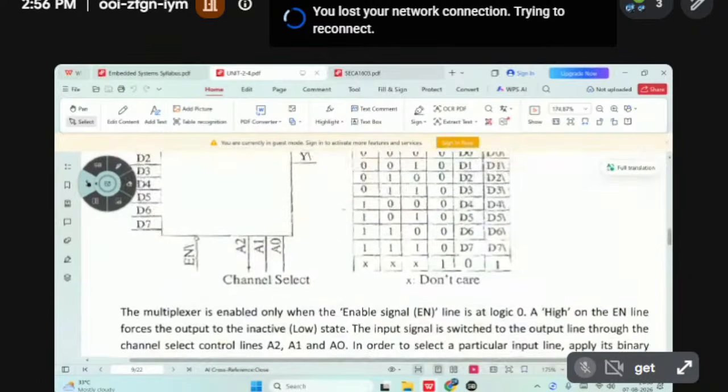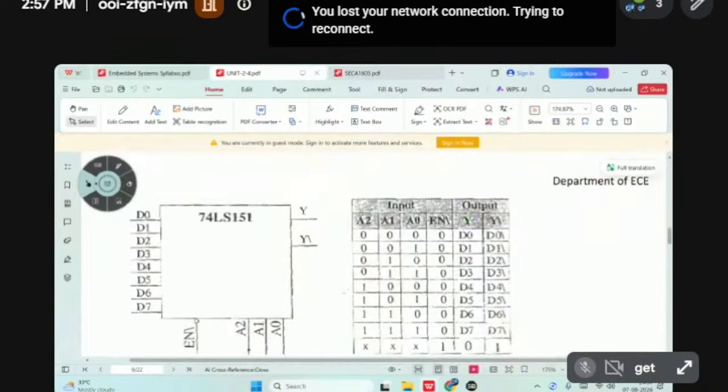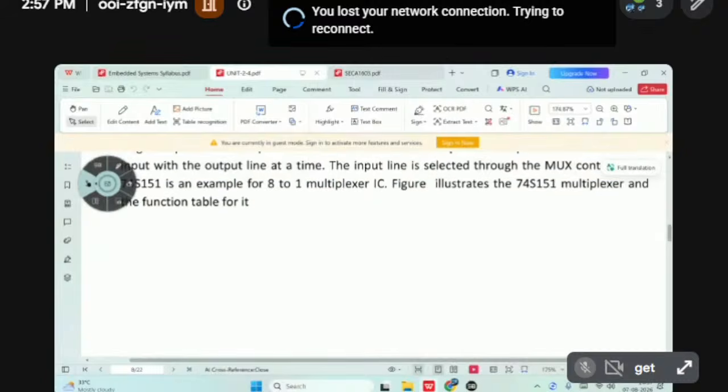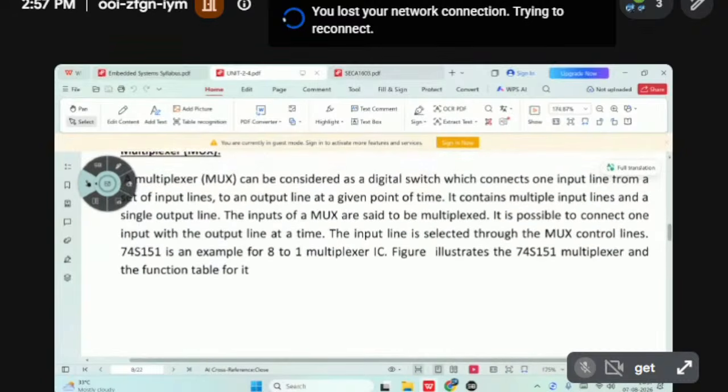Right. After that we also have the multiplexer. Where is that multiplexer? Once again we have encoder, decoder, mux and demux. Multiplexer and demultiplexer, right? Mux is nothing but a digital switch, which connects one input line from a set of input lines to the output line at a given point.